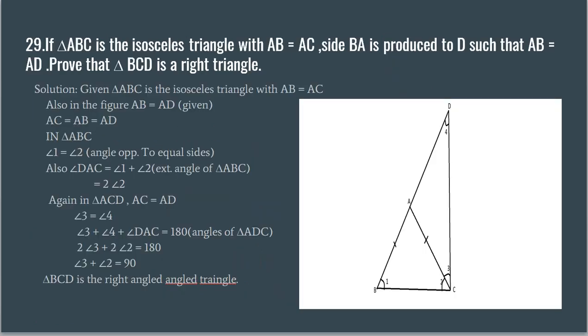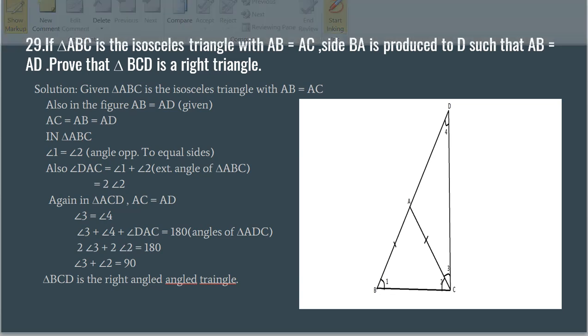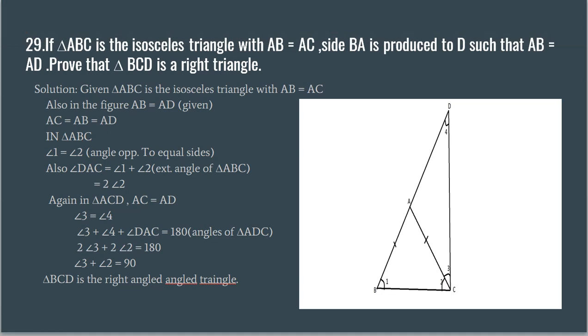We have a triangle ABC, an isosceles triangle with AB equals to AC. Since BA is produced to D, such that AB is equal to AD. Now we are required to prove that triangle BCD, this big triangle, is a right angle triangle. So we have triangle ABC here.